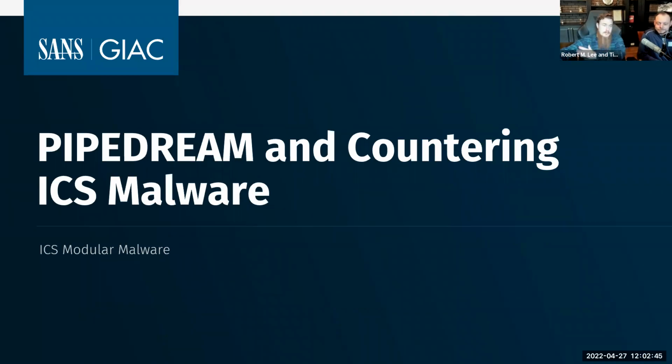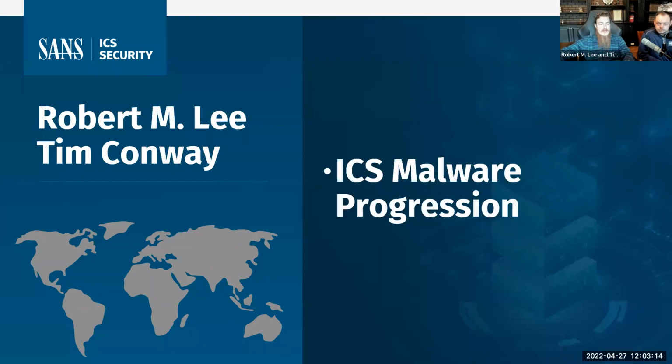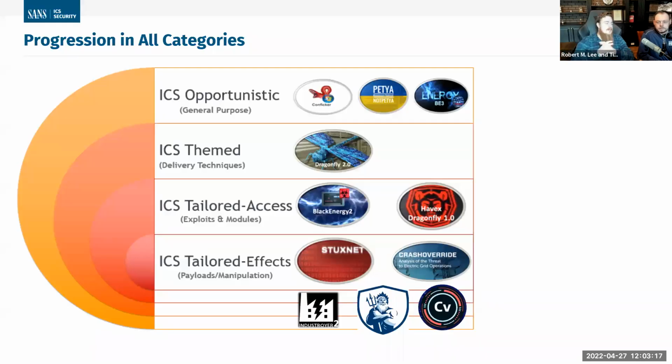So to kick us off, I'm going to turn it over to Tim to talk to us about the evolution of the threats we've seen, specifically focusing on malware. There's lots of activity groups and threat groups and similar. We'll talk about that more at the summit, but the evolution of the malware we've seen. I'll then talk about what PIPEDREAM is, and most importantly, we'll focus on mitigations and so forth. At the summit, I'll be giving a more in-depth presentation on the adversary, the background of the threat landscape, and the capability. This presentation is an overview with a focus on mitigation. So with that, Tim Conway, ICS malware progression.